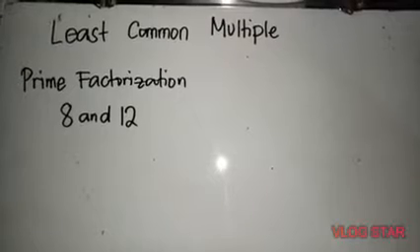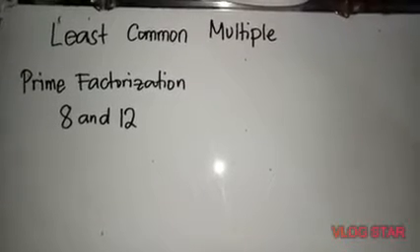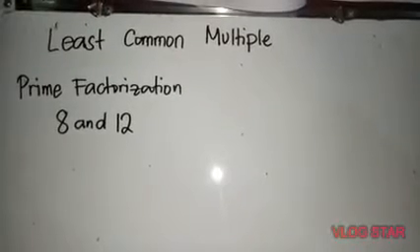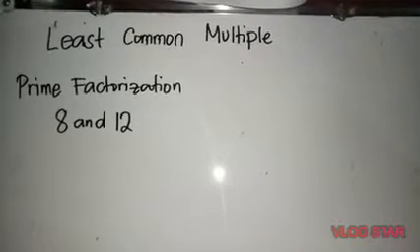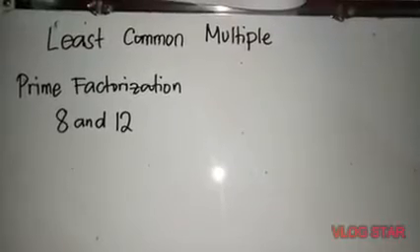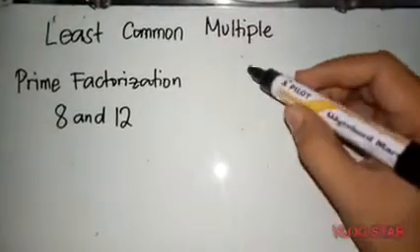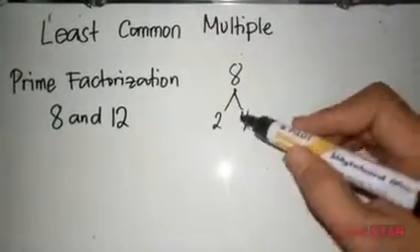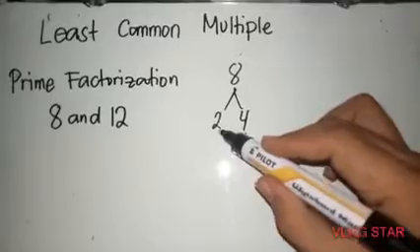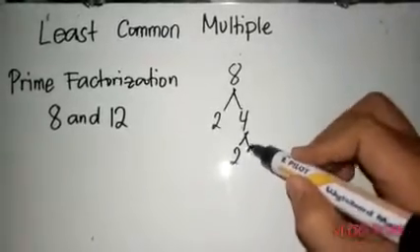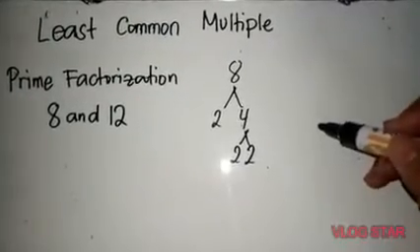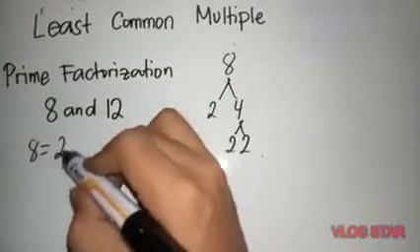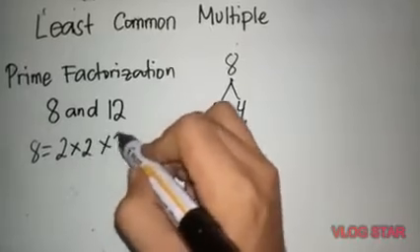Another way of getting the least common multiple is using prime factorization. So we're done with prime factorization, and you will just apply what you've learned. Let's first get the prime factorization of 8. 2 times 4 is 8. Then since 2 is a prime number, just proceed with 4. So the prime factorization of 8 is 2 times 2 times 2.